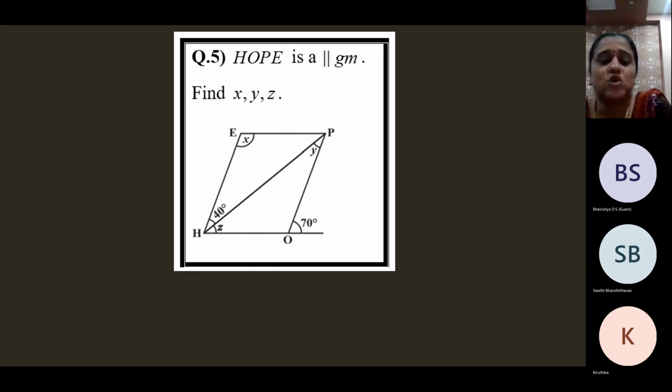HOP is a parallelogram. Find X, Y, Z. All right. Without referring to your classwork, somebody tell me X. How do you find X?